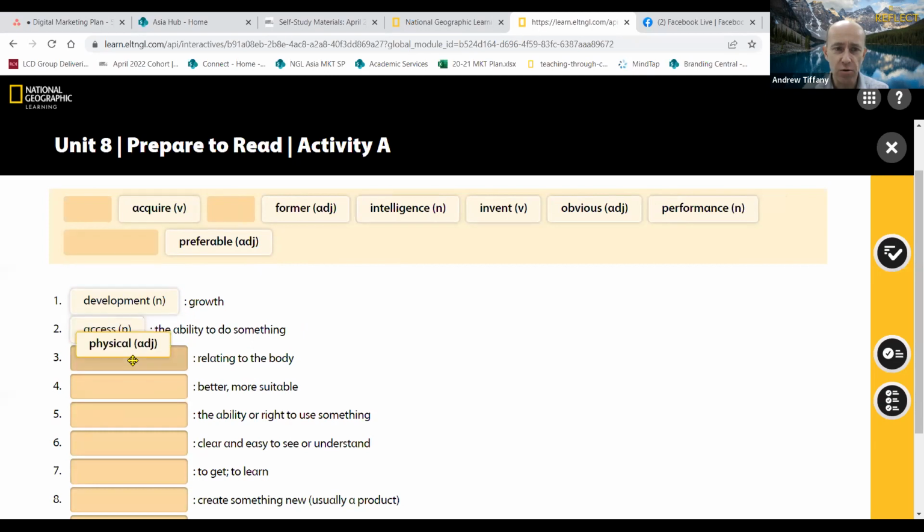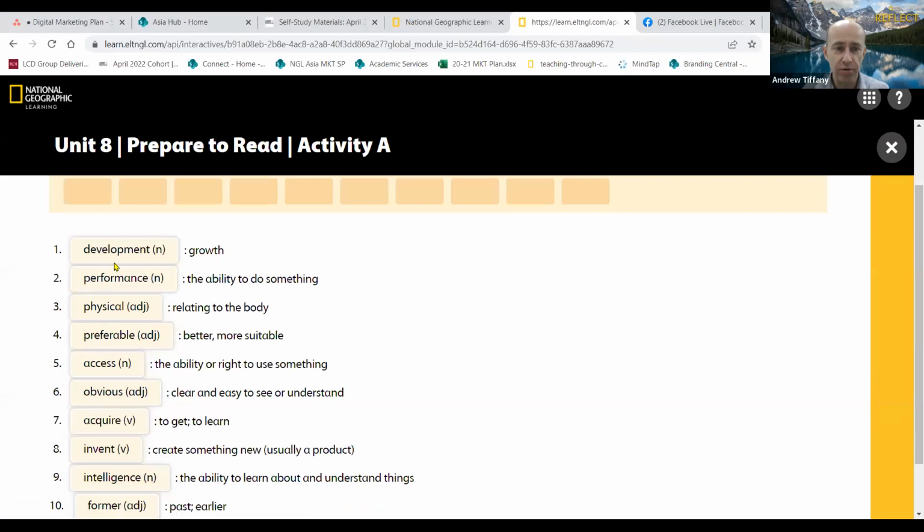I think that one might be physical, right? And so on. And we can go down and check them all, and I'll just tick all the answers so we can see what we've got here. There we go. So actually, the ability to do something was performance. So access was the ability or right to use something. Okay, so we didn't get that one right. But we can go down the list and check them all off, right?